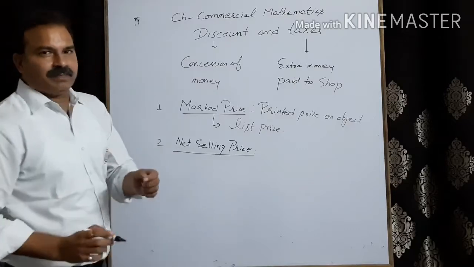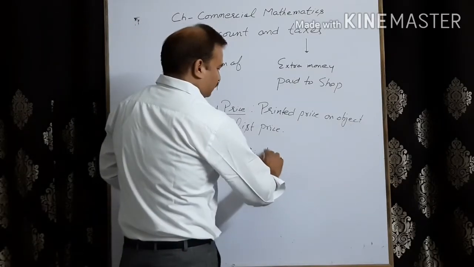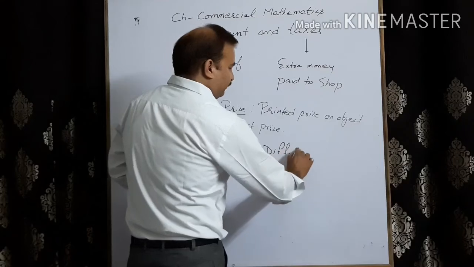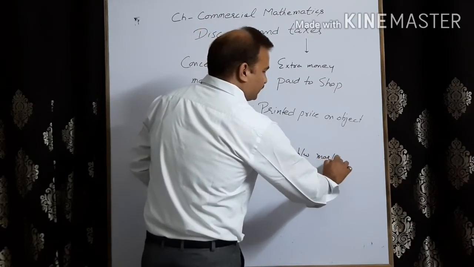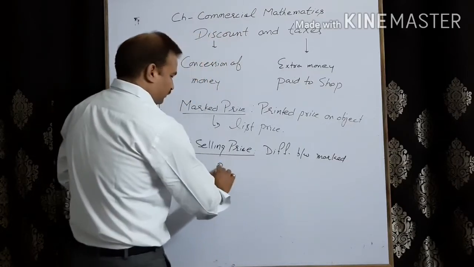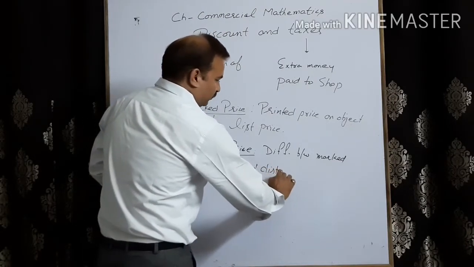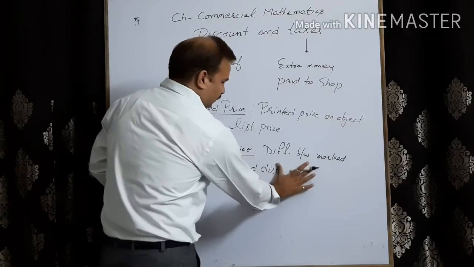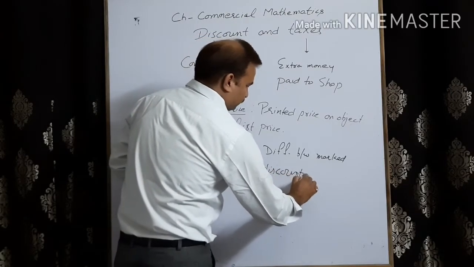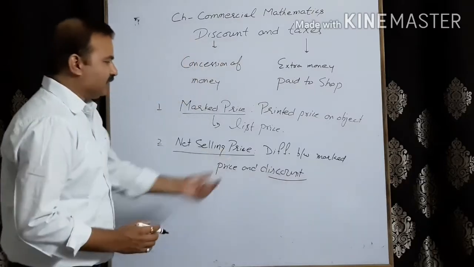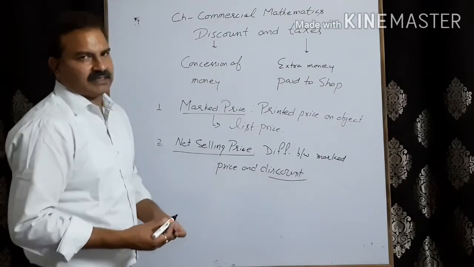Net selling price is basically the difference between the marked price and the discount. That will be the net selling price. Sometimes we also call it only selling price.